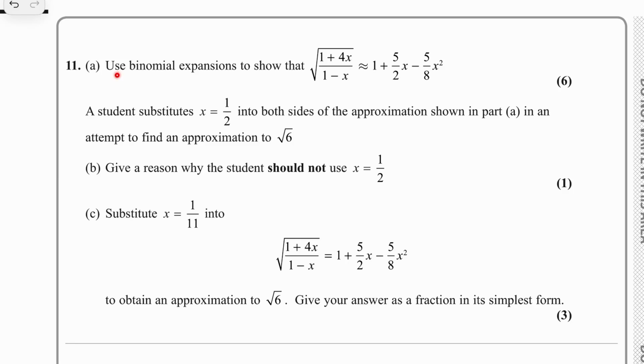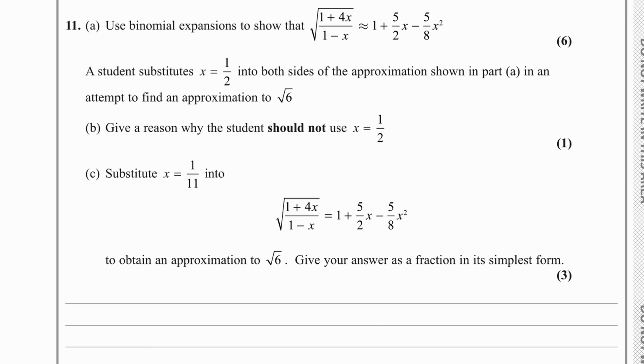In this question, we're asked to use the binomial expansion to show that the square root of 1 plus 4x over 1 minus x is approximately this series here. So the first thing we need to do is write this using powers. So we can have 1 plus 4x over 1 minus x to the power of 1/2. And now we can split this up as 1 plus 4x to the half divided by 1 minus x to the half.